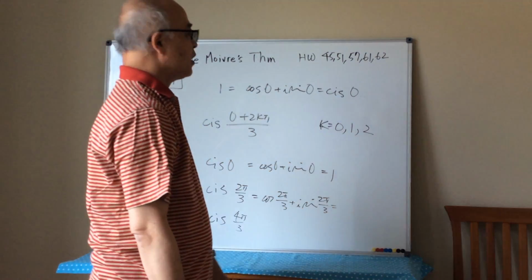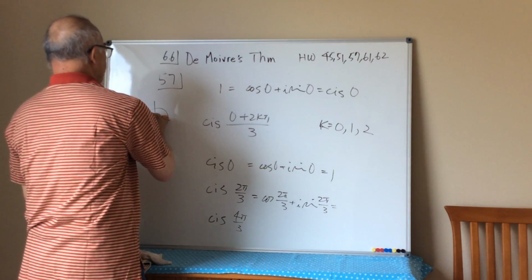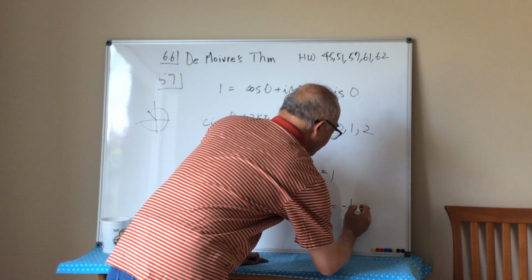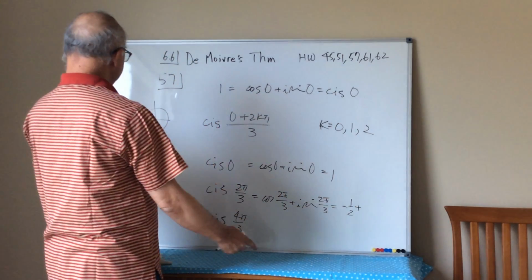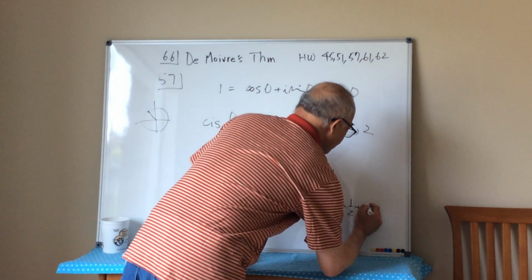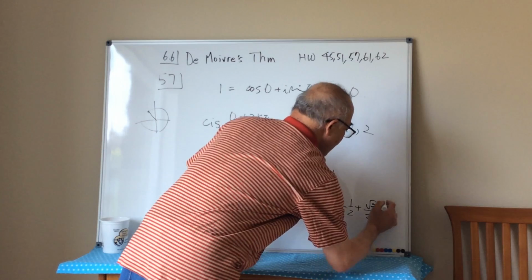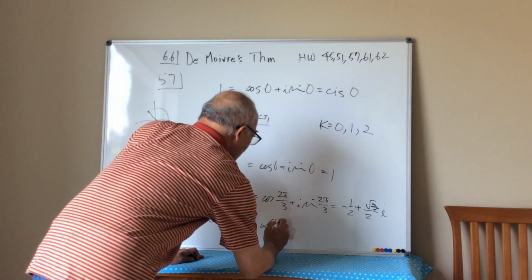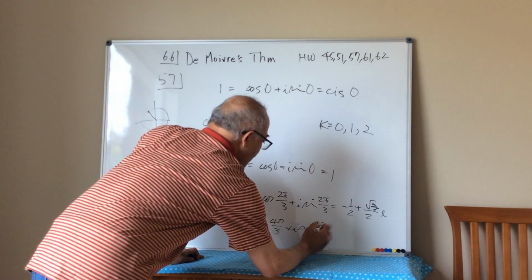So cosine 2 pi over 3 is what? Cosine 2 pi over 3 up here. So we're looking at -1/2 plus sine of this is going to be what? Sine, wait a minute. Yeah, sine is going to be root 3 over 2 i. Okay, and the last one is cosine 4 pi over 3 plus i sine 4 pi over 3.